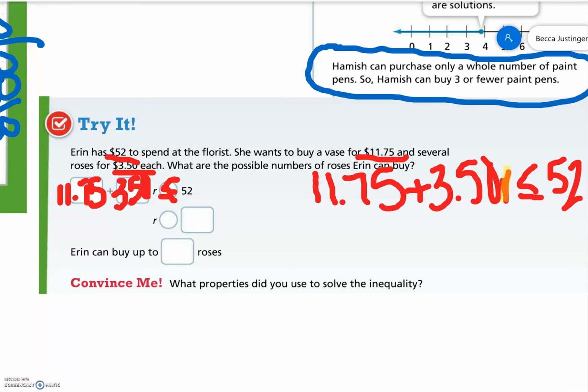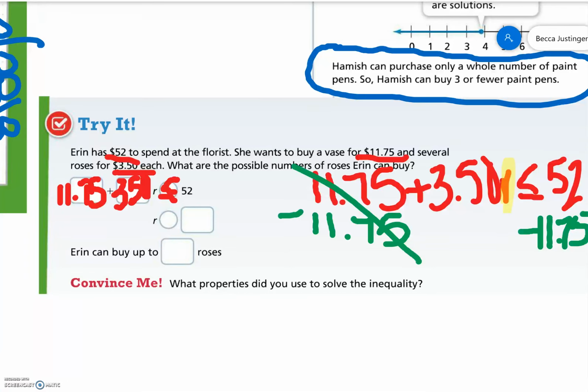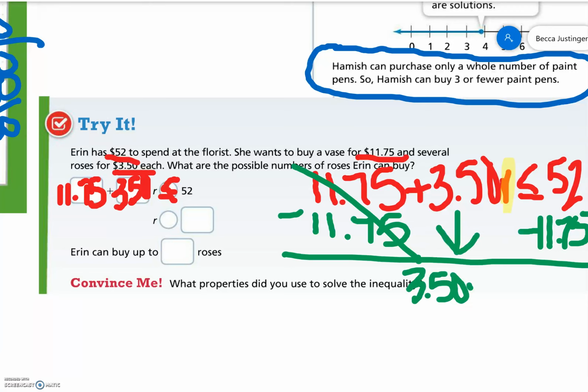Trying to solve for R, so I have to work the farthest away. I'm going to subtract $11.75 from both sides, and it cancels out on the left. I bring down my 3.50R, bring down my inequality sign, and then I do the math of 52 minus 11.75, which gives us 40.25.